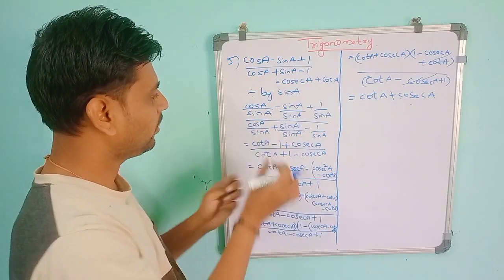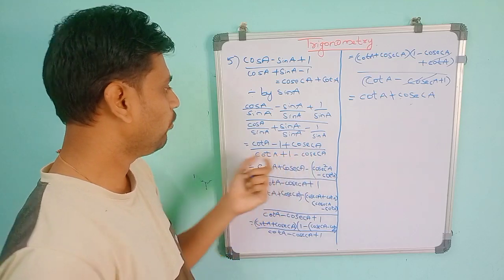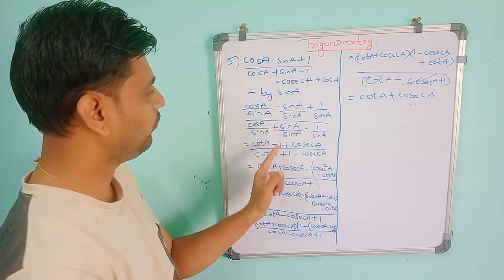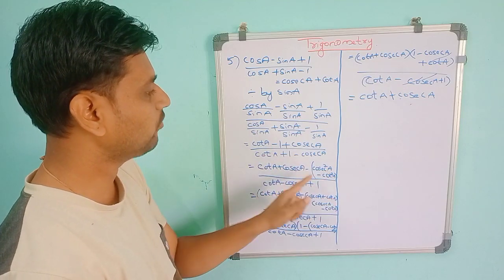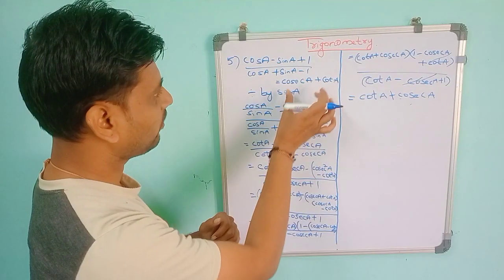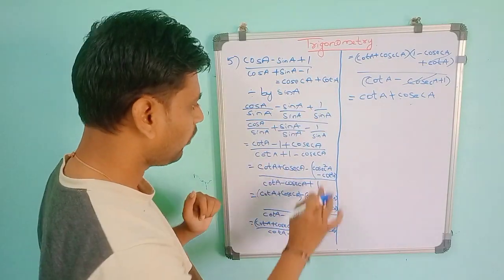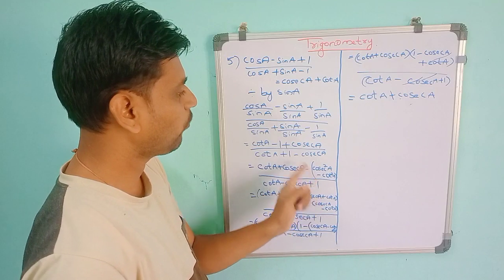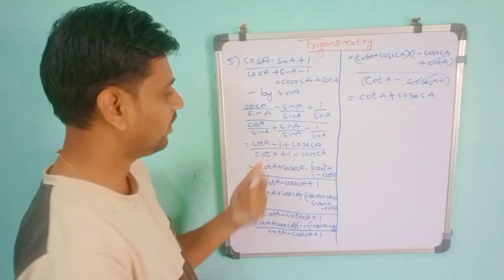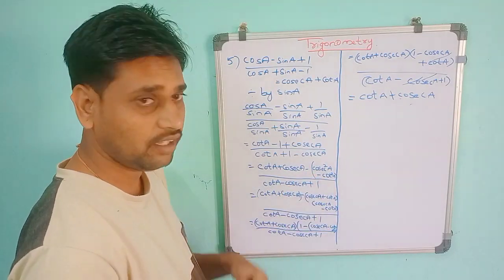So as it is coming in terms of cot A and cosec A, and we want cot A and cosec A as the answer, I will keep it as it is. Only I will change the 1. 1 we can write as cosec square A minus cot square A, because we have to write only in terms of cot A and cosec A. So I wrote 1 as cosec square A minus cot square A, because cosec square A minus cot square A is equal to 1.